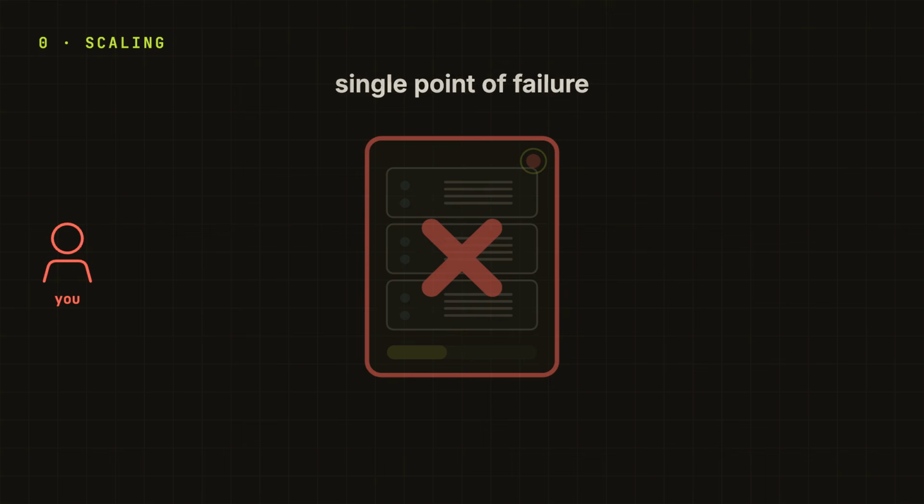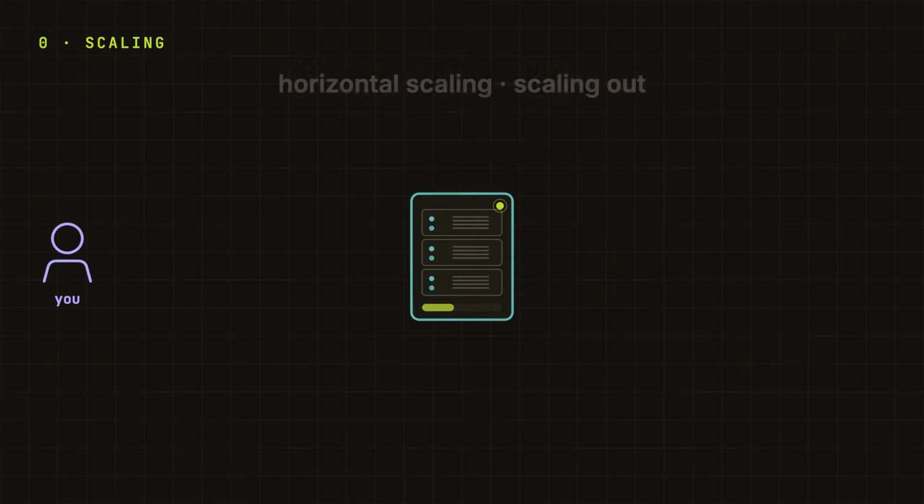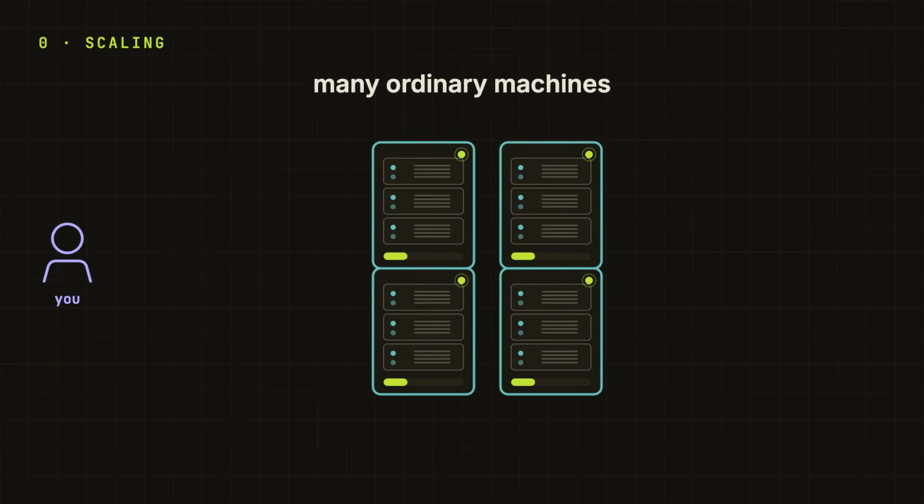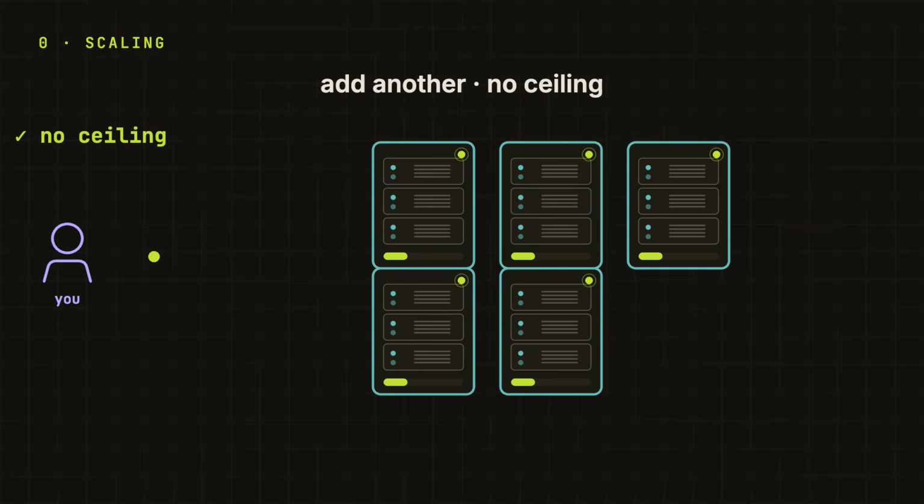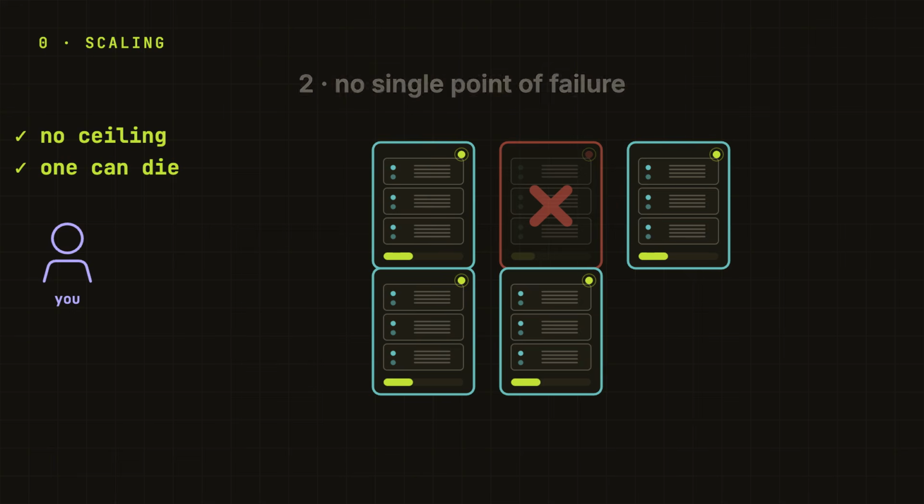The second way is horizontal scaling, scaling out. Instead of one bigger machine, you run many ordinary machines, all doing the same job, sharing the load between them. And this is powerful for two reasons. One, there is basically no ceiling. You need more capacity, you add more machines. And two, there is no single point of failure at the app server layer. If one machine dies, the others keep serving, and users do not even notice.